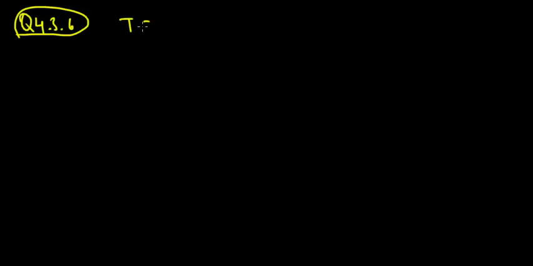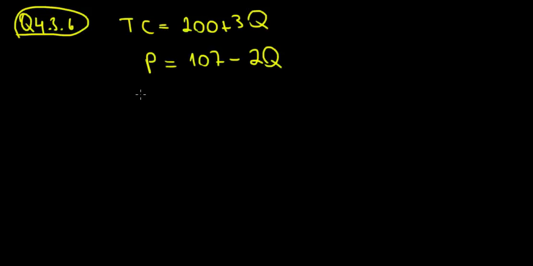So we're given a total cost function, which is equal to 200 plus 3Q, and we're given the price of what we're selling. That's 107 minus 2Q. So in question A, we want to know what is the total revenue. So how much money can we make?